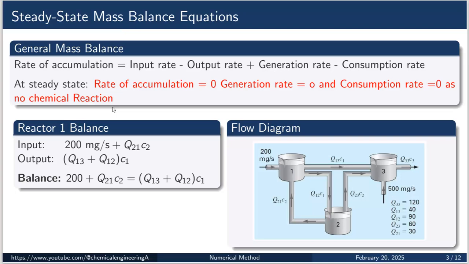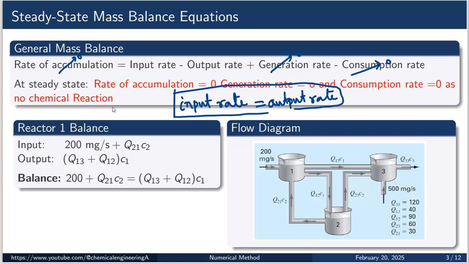So the general mass balance equation is: rate of accumulation is equal to input rate minus output rate plus generation rate minus consumption rate. Now it is saying steady state, so the rate of accumulation will be 0. Generation rate and consumption rate are also 0 because there is no chemical reaction. So here input rate is equal to output rate. Based on this equation, we will do the mass balance for reactor 1.